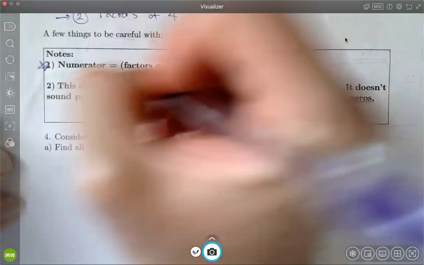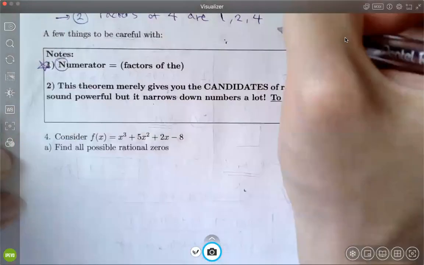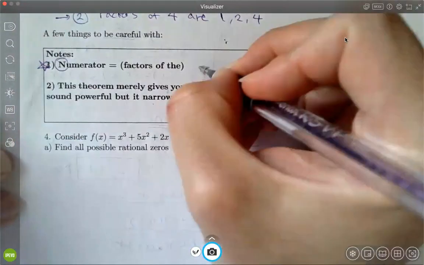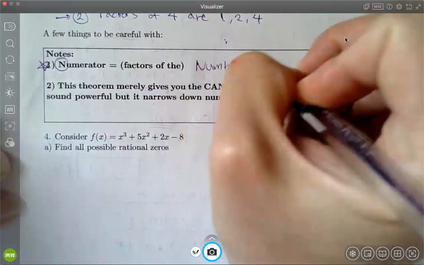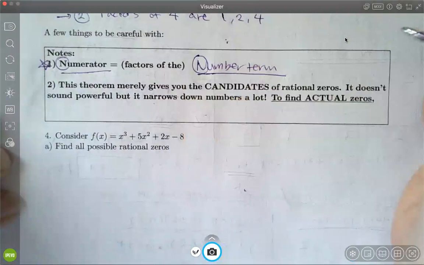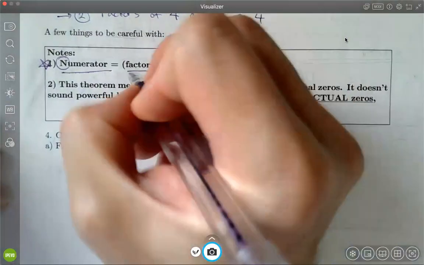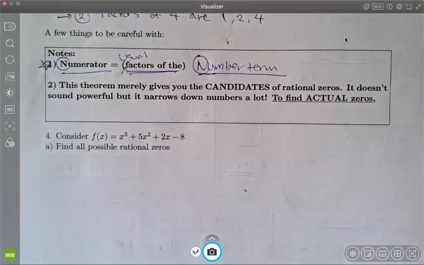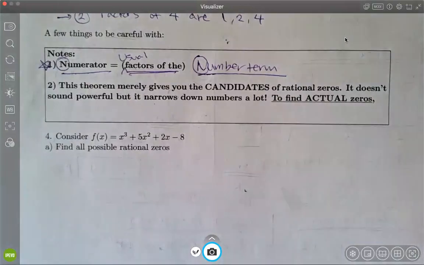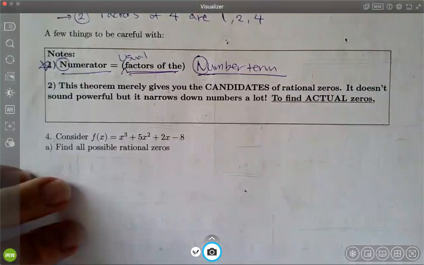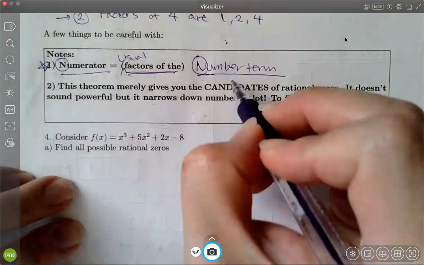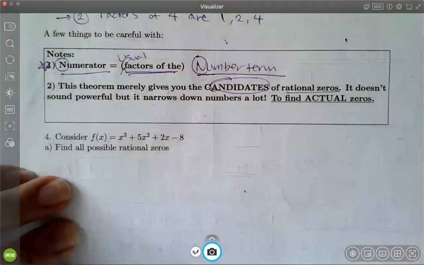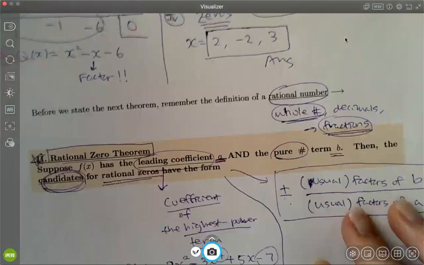The numerator, which starts with the letter n, means the number term, which also starts with the letter n. Of course, it means all the usual factors of the number term. So the numerator means the number term, and you know what the denominator should be: the leading coefficient. This rational zero theorem just gives us the candidates of rational zeros. That's what the theorem says.